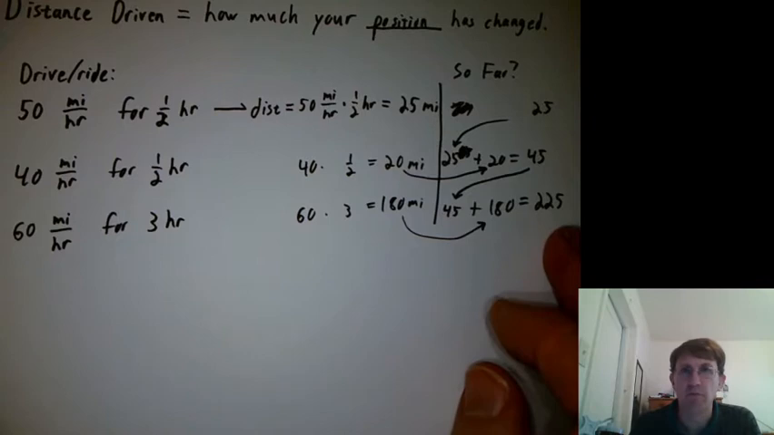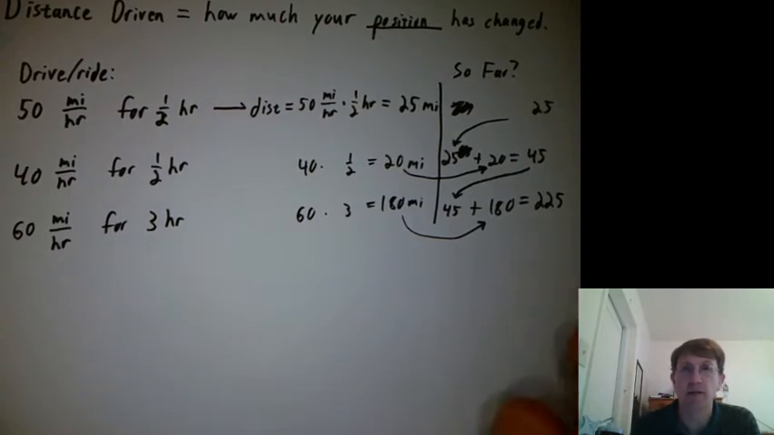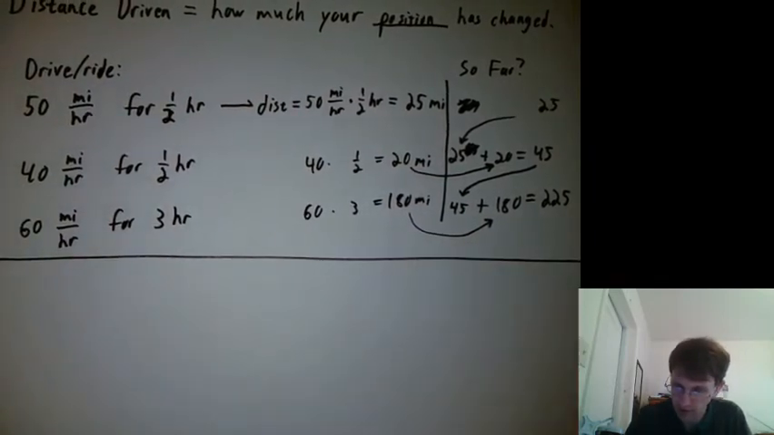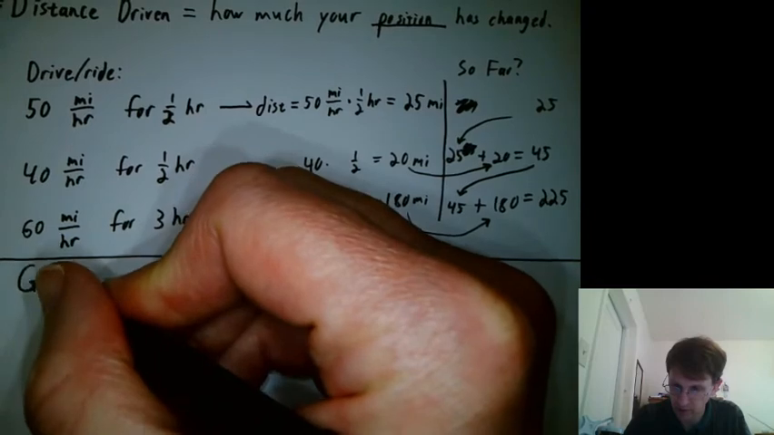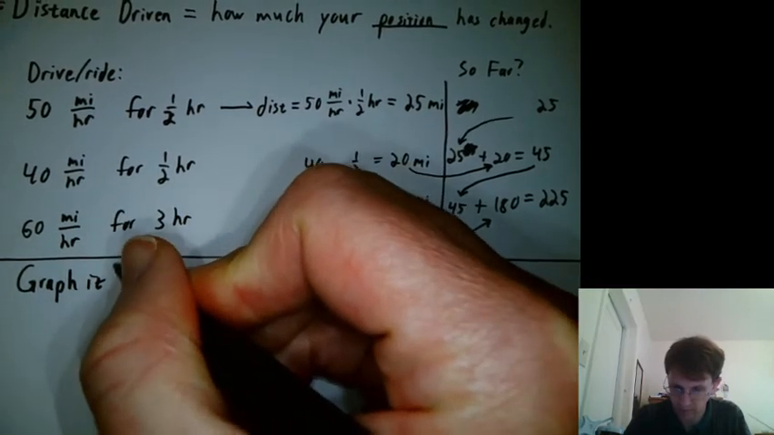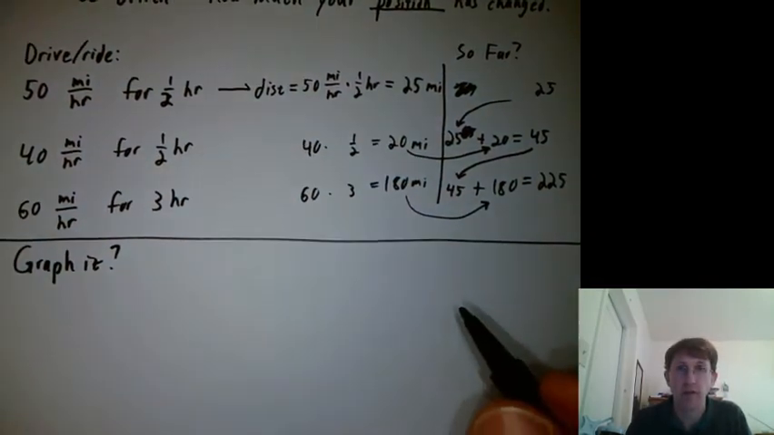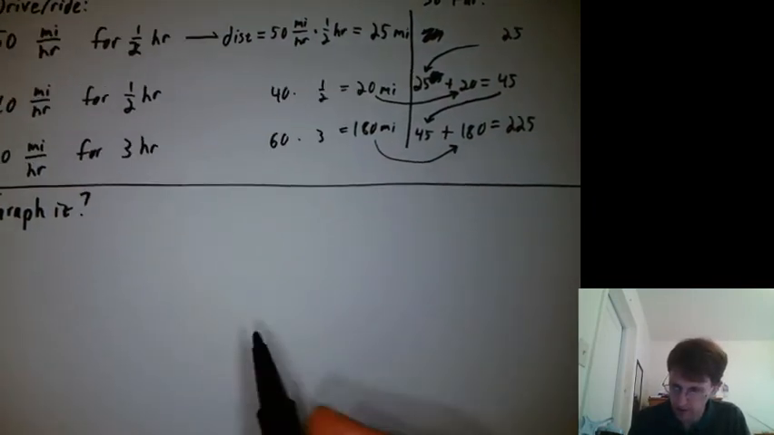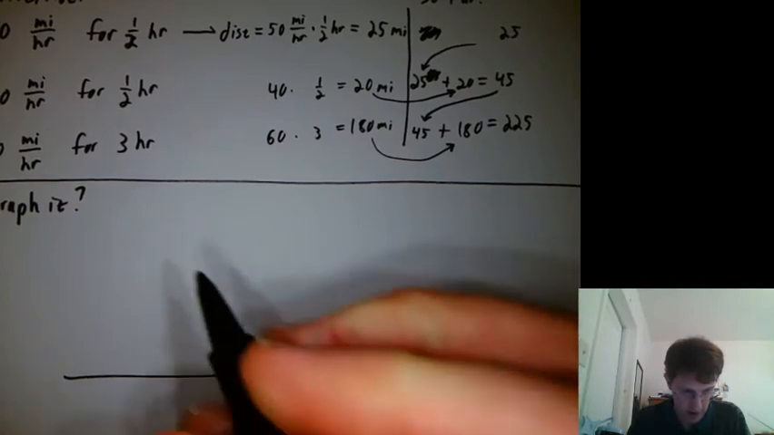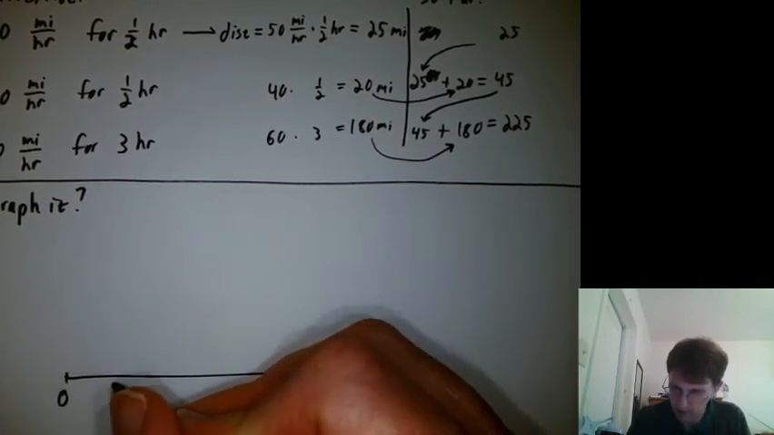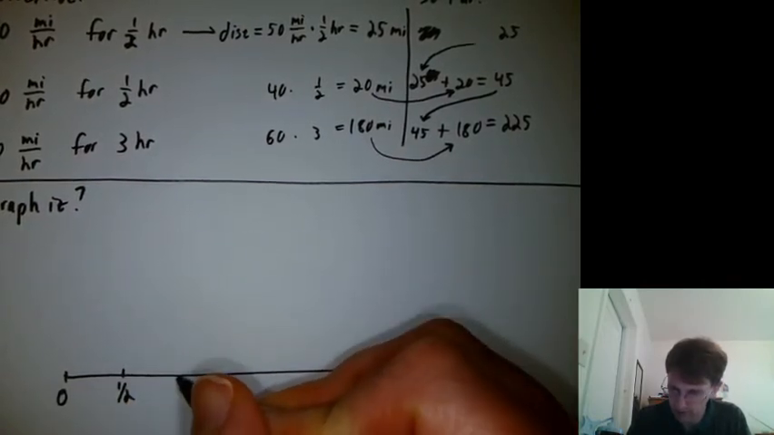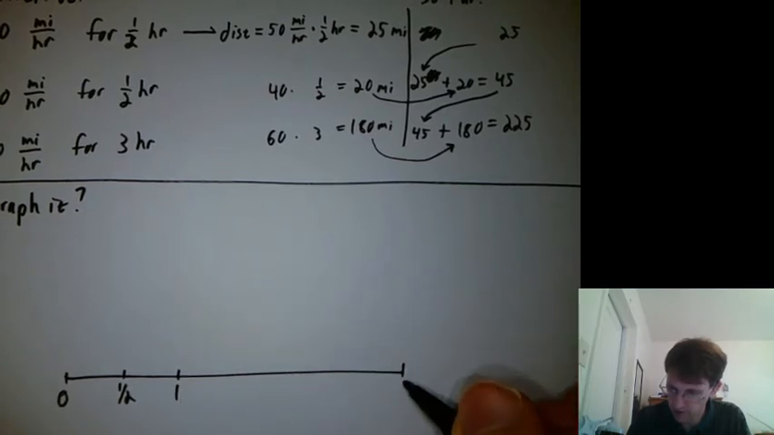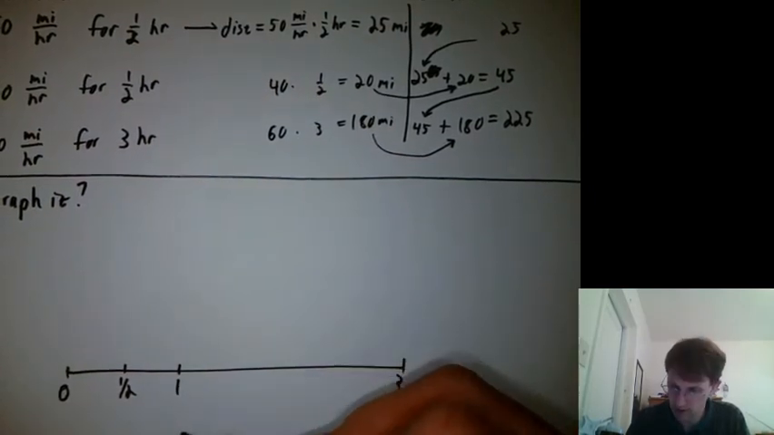What's left to do? Maybe graph it. So take a sec, sketch out a graph, and then pause the video while you're doing that. All right, welcome back. So what does our graph look like? Well, usually if there's time going on in a problem, we put that on the x-axis. So we'll put time here, 0, 1/2, 1, and then out here is 3.